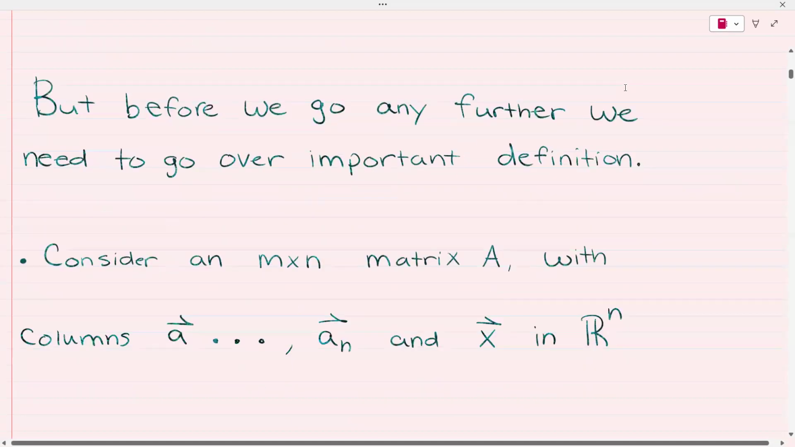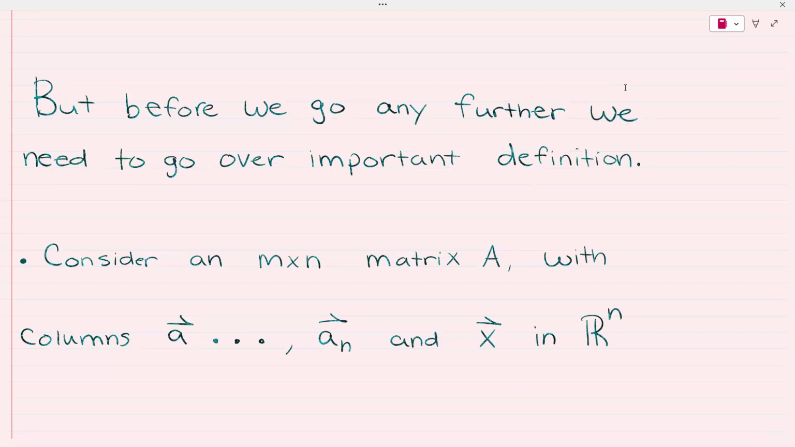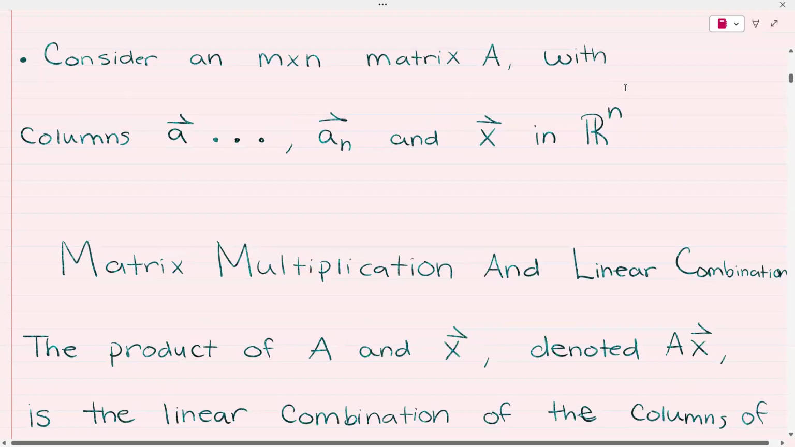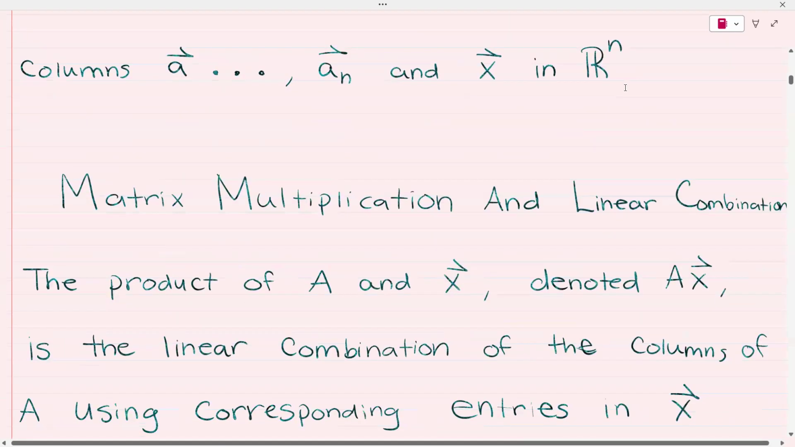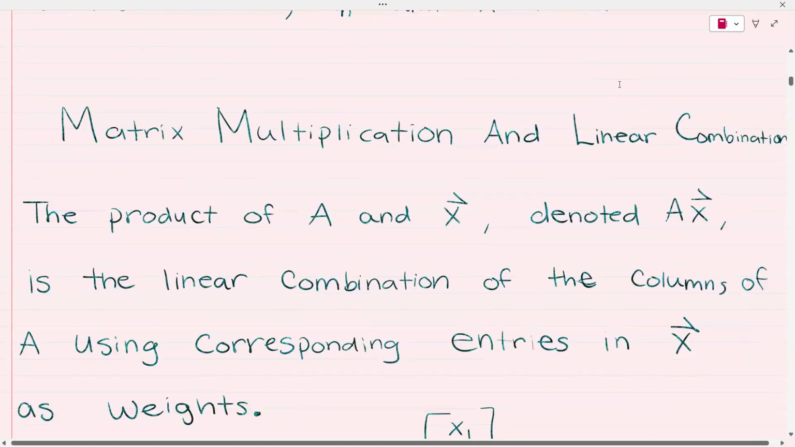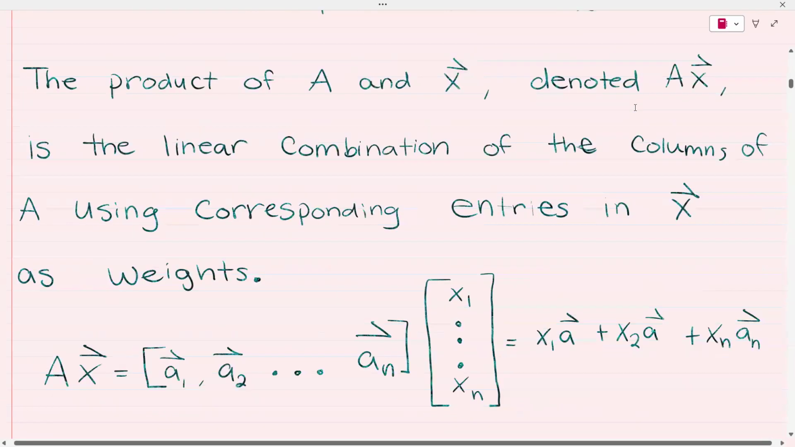So consider an m by n matrix A with columns, and a vector x in R^n. Matrix multiplication and linear combination: the product of A and vector x, denoted as A times x, is the linear combination of the columns of A using the corresponding entries in vector x as weights. So A times x can also be written as this.